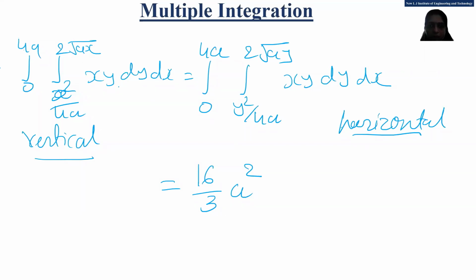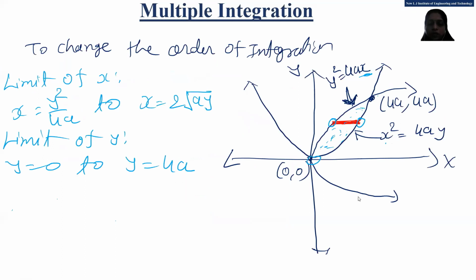Here in this example, we converted our vertical strip into the horizontal strip, and after that you have to do the integration first with respect to x. This depends on y, so this is the limit of x. You do the integration first with respect to x, then with respect to y, and you get your answer 16 by 3 a square. Have you any doubt about this example? For the limit or for the region of integration or anything else? Okay, good.